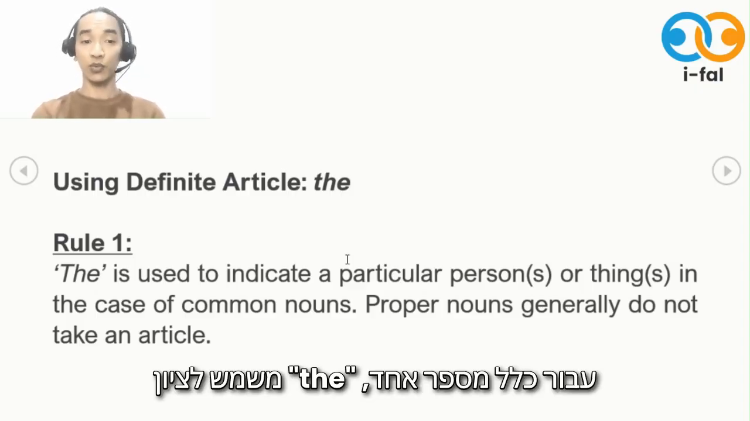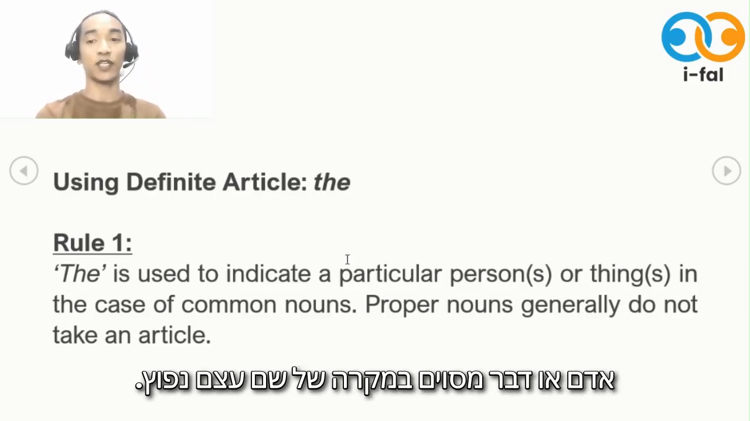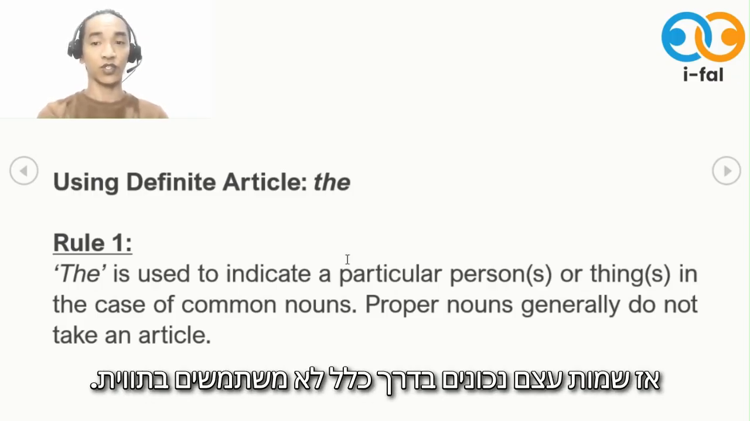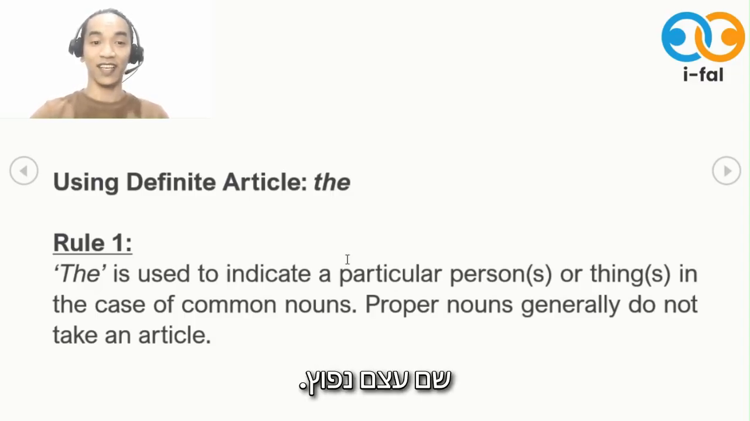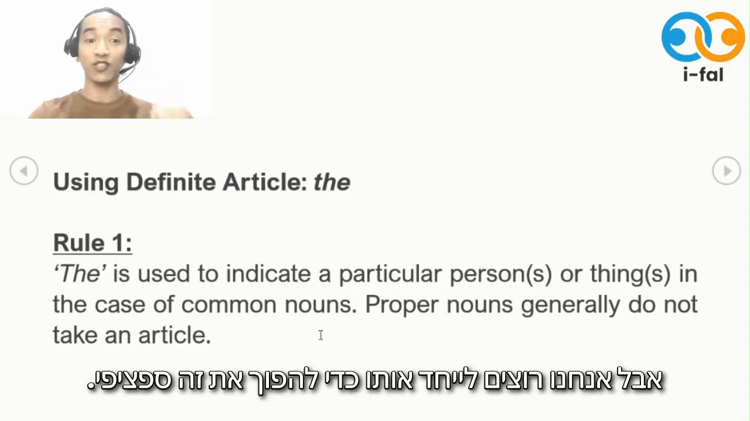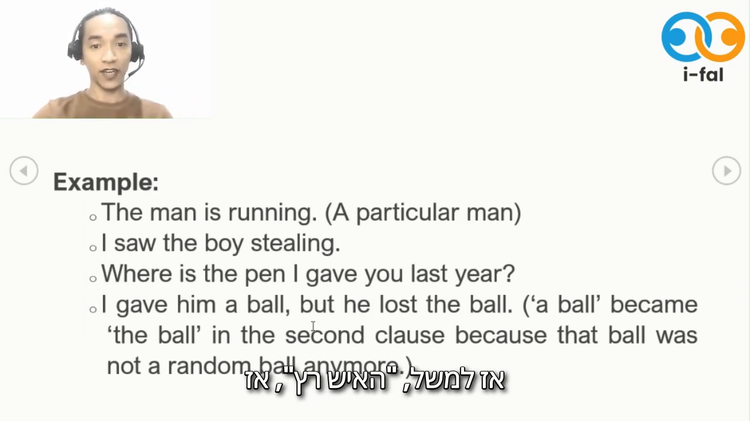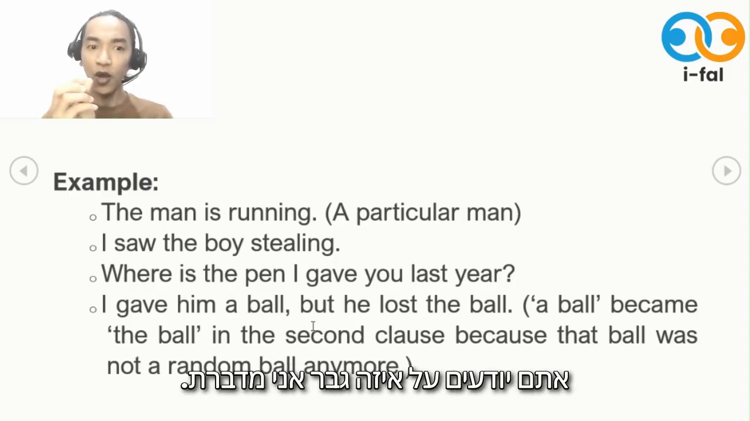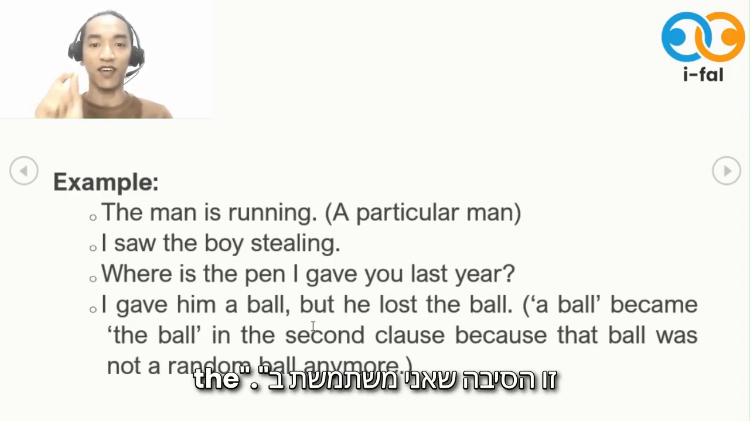Okay? For rule number one, the is used to indicate a particular person or thing in the case of common noun. So proper nouns generally do not take an article. Okay, common noun, but we want to particularize it, to make it specific. So for example, the man is running. So you know which man I am talking about. That's why I use the.